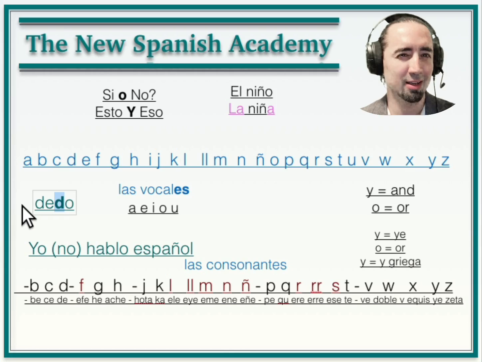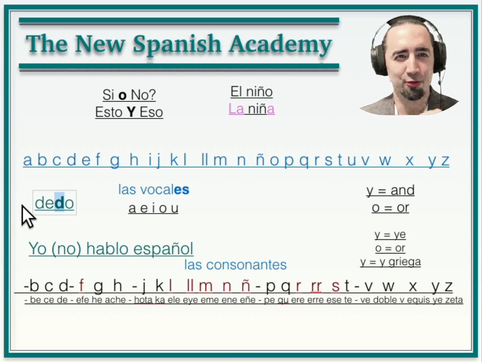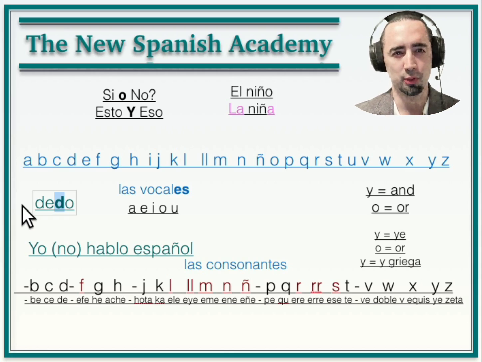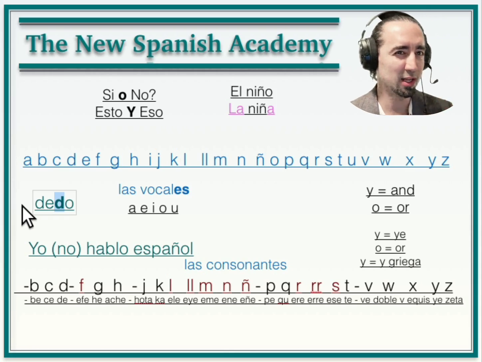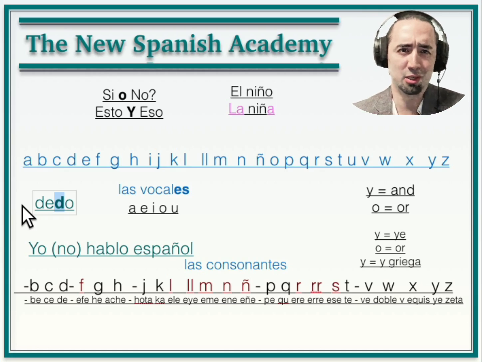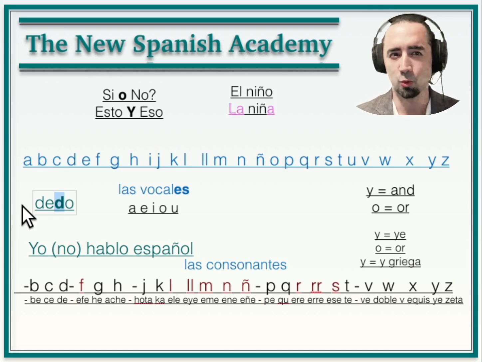The letter D is the reason why your friends will not find the reason why your Spanish sounds so fluent, because they usually look at the hard letters. Usually people tell you, oh, the D is D. You say D and that's it. D, D, D. All right, everybody can say D, but not this way.